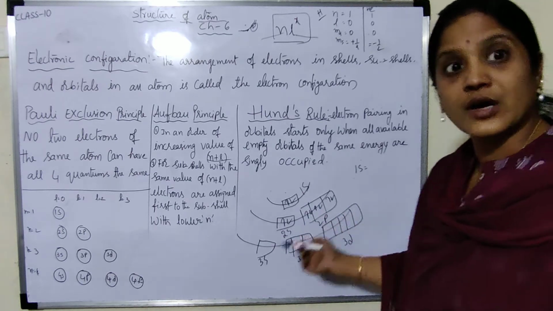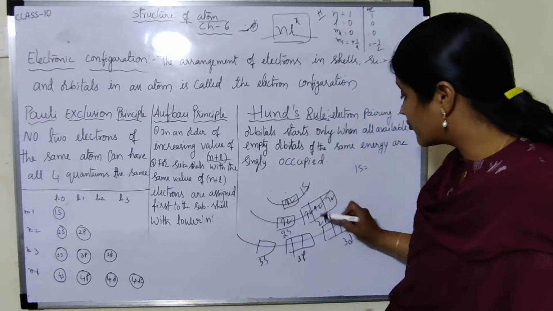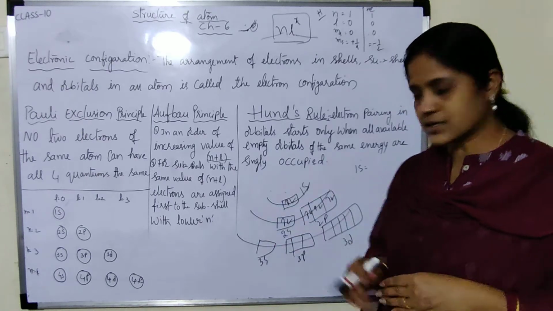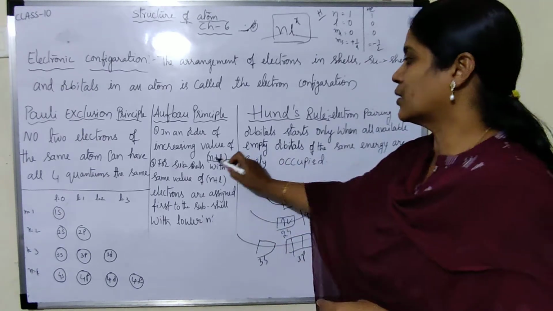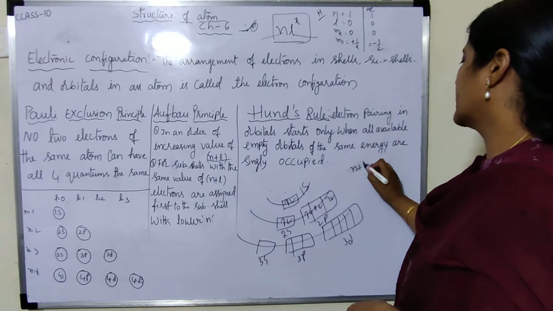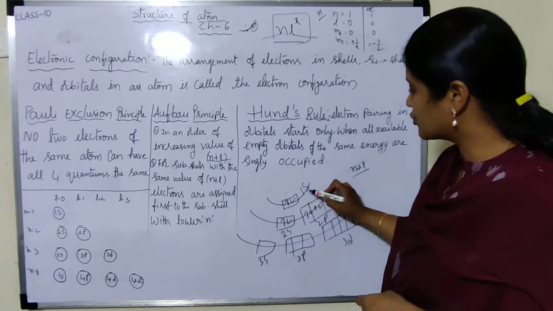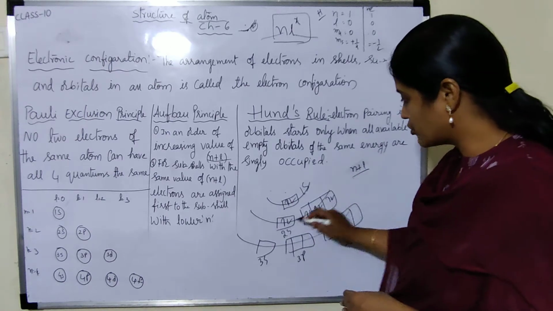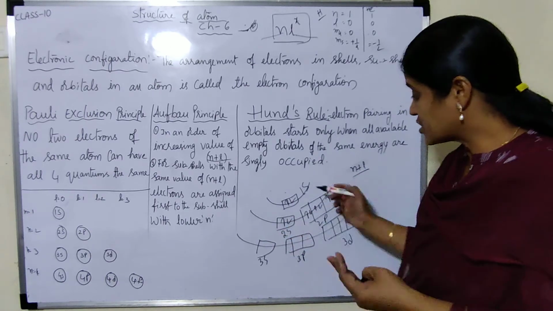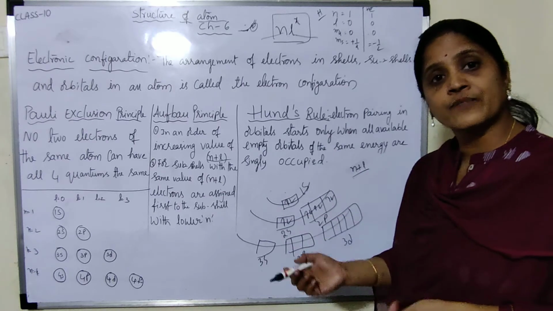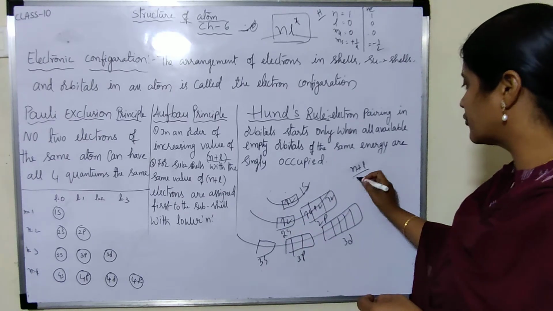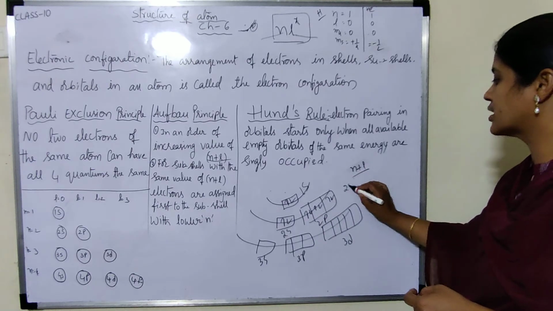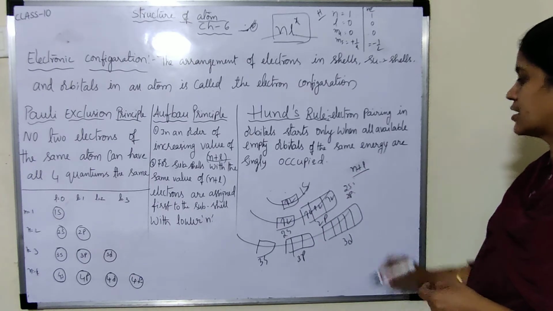Then after 2p. How to know? Why can't you fill the electrons in 2p before 2s? To know that, we have to follow the n plus l value. First, you fill the 2 electrons in 1s. After 1s, here we have the 2 subshells. In which orbital do you have to fill? To find out, we have to find the n plus l value for 2s and 2p.